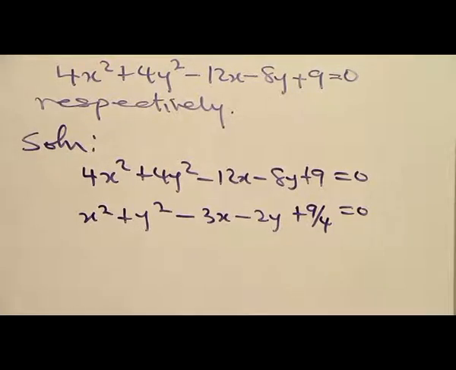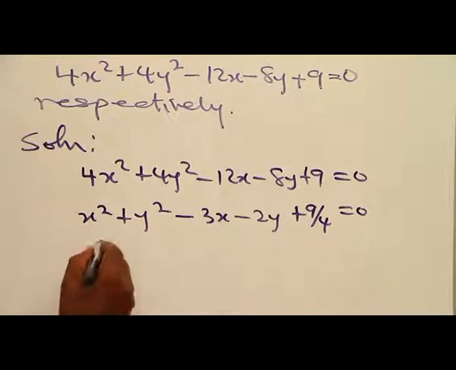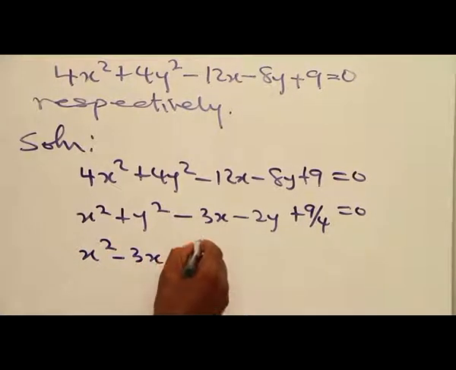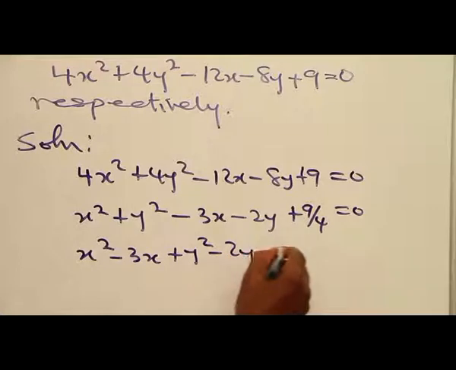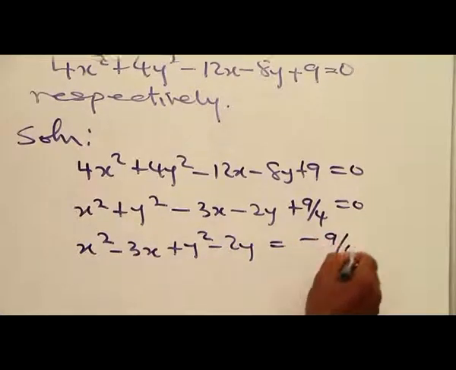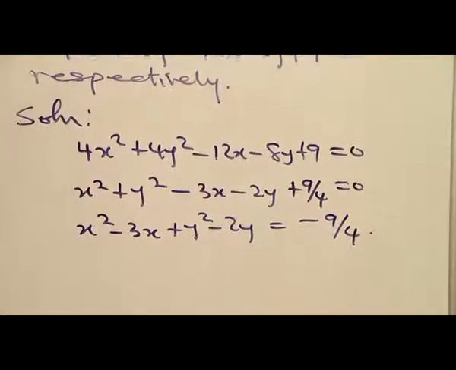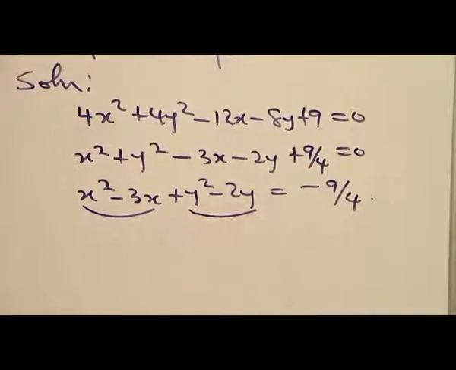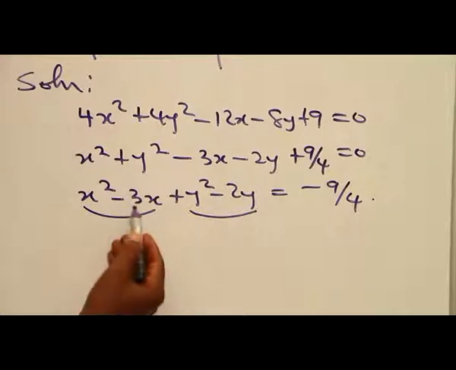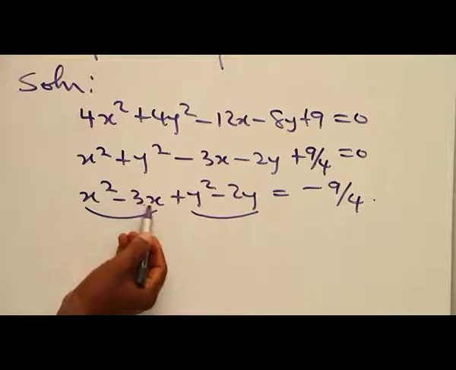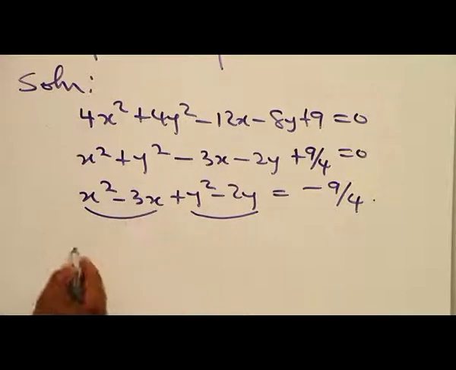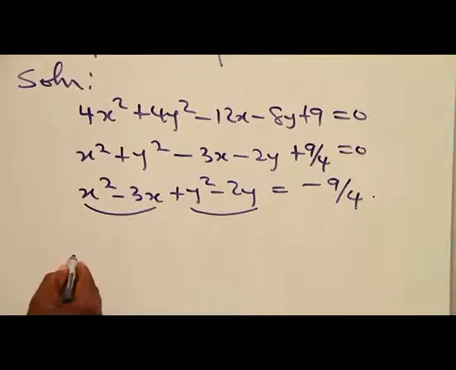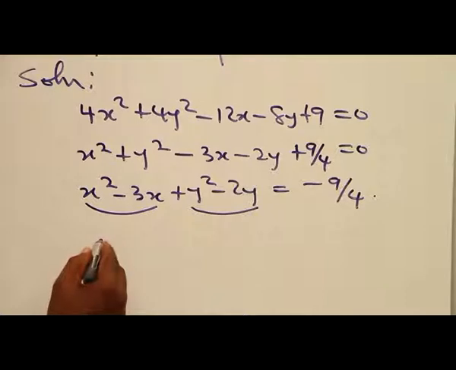Now, recall that this can be written as s squared minus 3s plus y squared minus 2y equal to minus 9 all over 4. We are now going to apply the completing the square method to do this. And then, of course, remember this is the coefficient of s. So the coefficient of s is minus 3, and half of minus 3 will be minus 3 over 2.